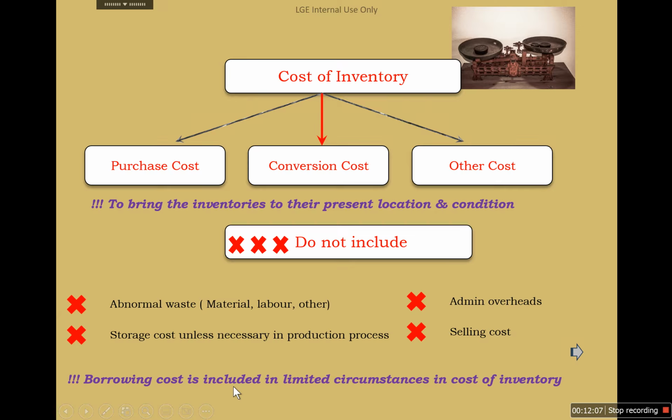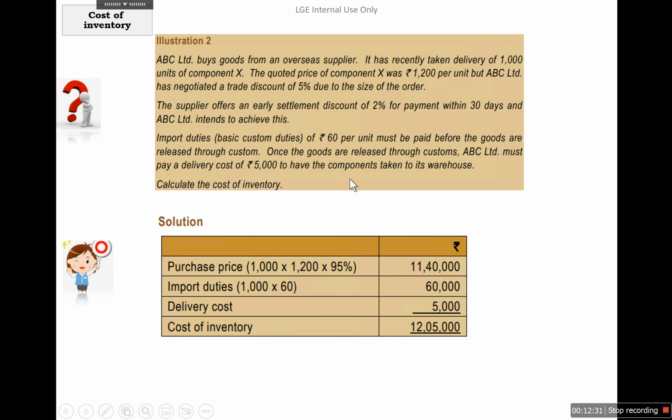So borrowing cost is included in limited circumstances that we will discuss when we discuss Ind AS 23. Otherwise, borrowing costs are not included in the cost of the inventory. And if inventory is purchased on deferred payment terms, we need to recognize the financial element as interest over the period. So let's take some examples in respect of the cost of inventory.